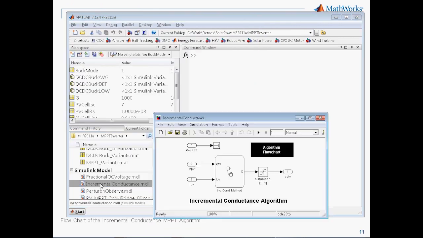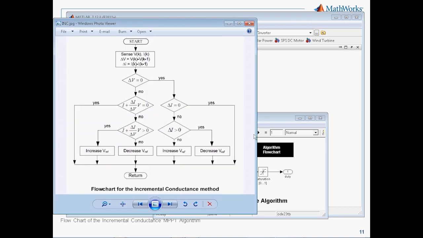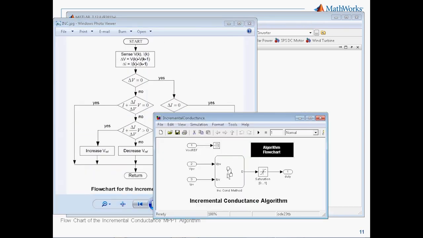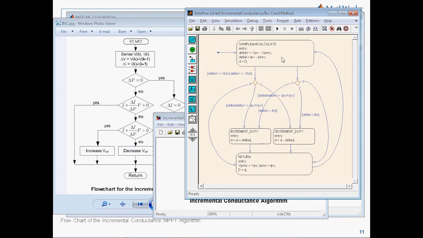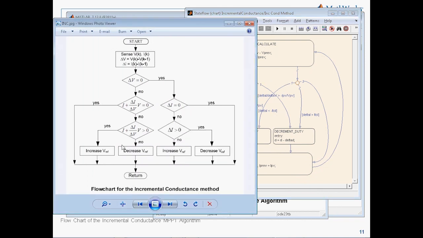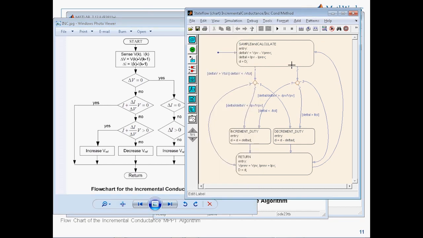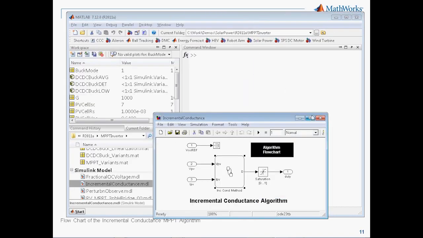I have an incremental conductance algorithm. Again, this is slightly more complicated and it's a more robust algorithm. I have implemented that using Stateflow, which is an add-on tool to Simulink that allows you to implement state machines and logic charts. You can see that you can even reproduce the flowchart diagram here. One of the cool things about this is that when you run it, the graphical interface shows you how the logic transitions are occurring. Let me just close that one.